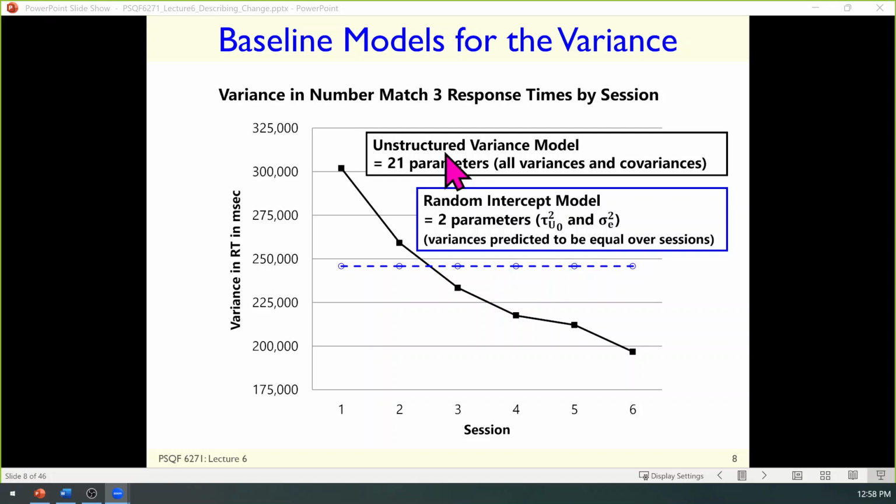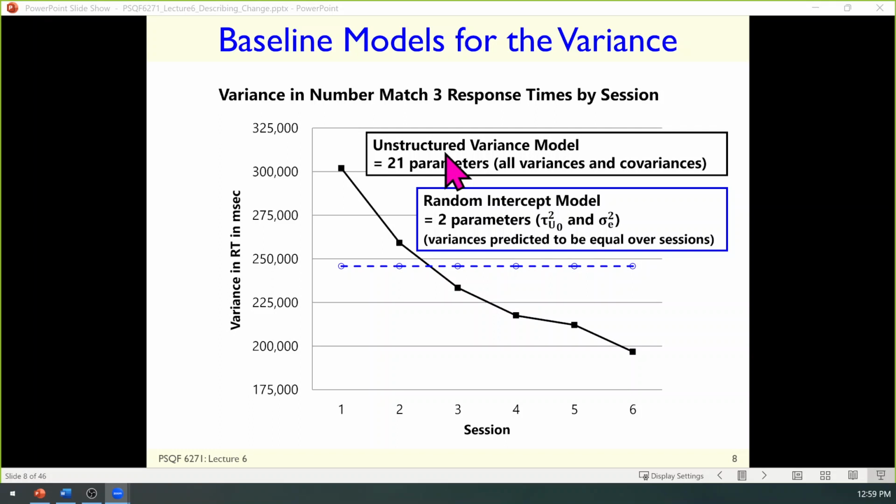Whenever you see variances that change monotonically like this, like they're either increasing over time or decreasing over time, or they decrease to a point and then they come back again, like that sort of U-shaped trend, that is a clue that you have some kind of random slope for time that's going to be needed in your model. If the variance stayed the same over time, that's indicative that a random intercept is probably going to be sufficient.